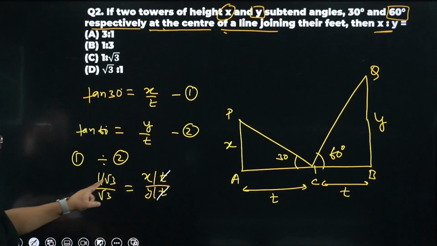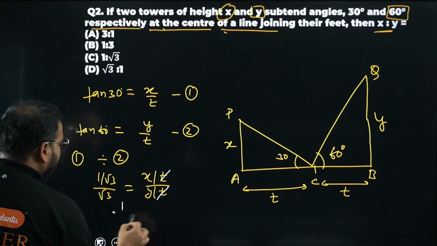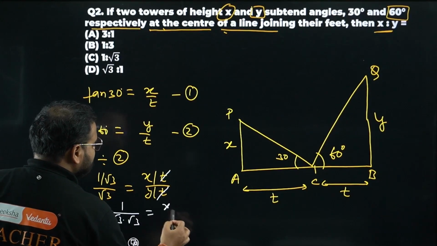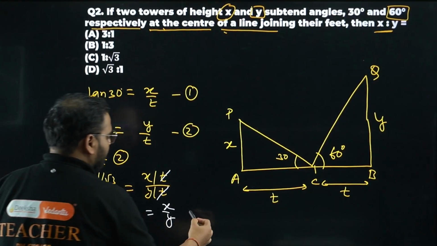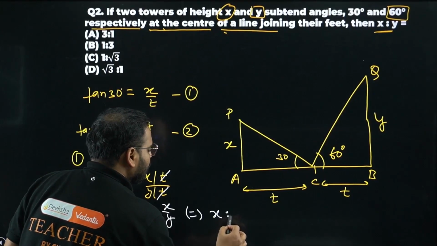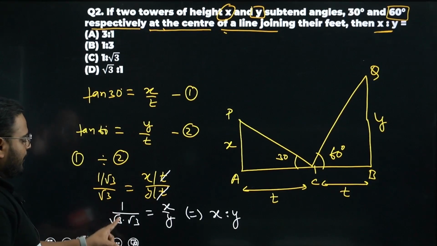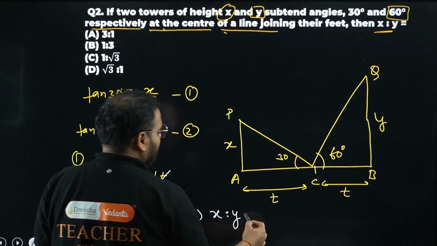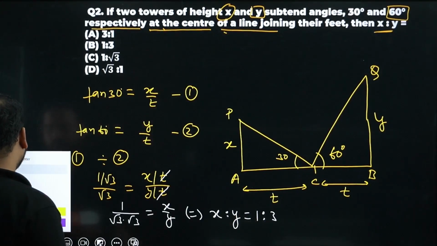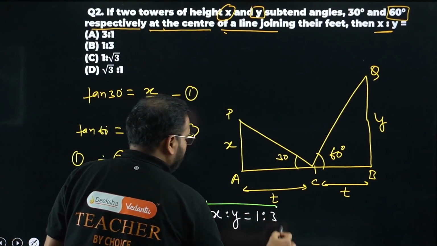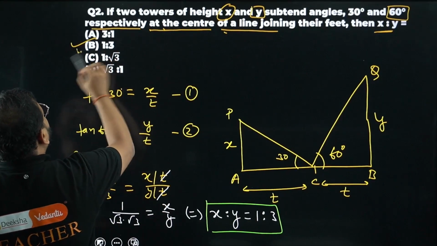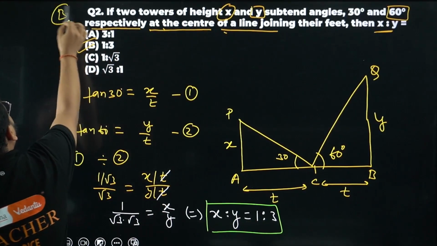What am I getting over here? Root 3 will come in the denominator. I'm going to get 1 by root 3 into root 3 equals X by Y. We are looking for that value only. X ratio Y is 1 upon root 3 into root 3, which is 1 upon 3. Answer is option number B, 1 upon 3.